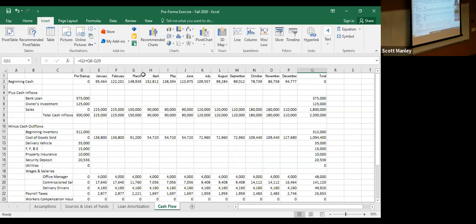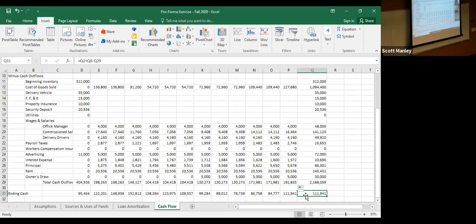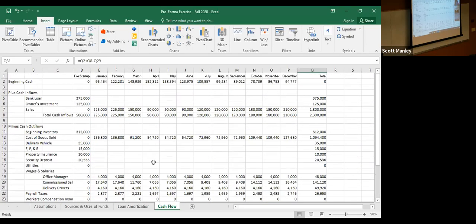So I'm okay with it being $100,000 or so in the bank because essentially what I did is I took $125,000 that I invested into the business. Over the last 6 months of the year, I took $30,000 out of that, y'all.